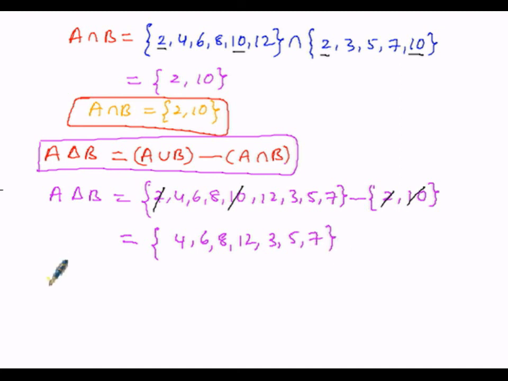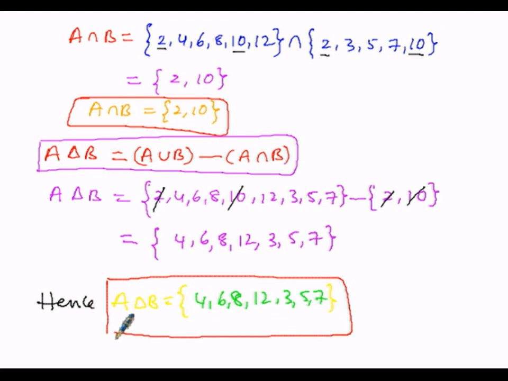Hence, A delta B is given by the elements 4, 6, 8, 12, 3, 5 as well as 7. So here we got A delta B by means of the formula, that is A union B minus A intersection B.